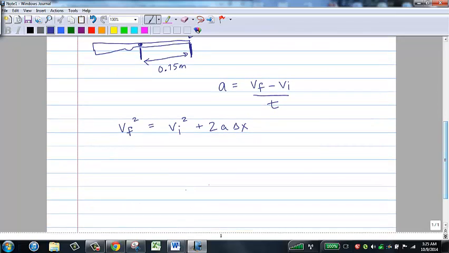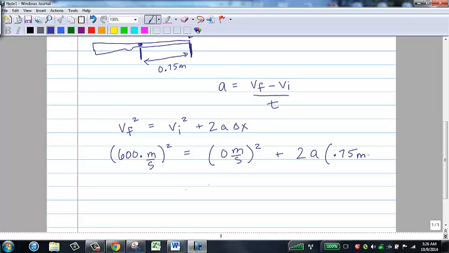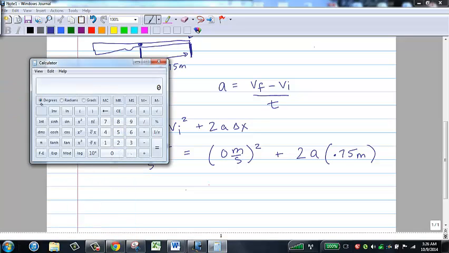Okay, we know VF squared, that's 600 meters per second quantity squared. And we have VI squared, which is 0. 0 squared is 0, plus 2 times A times delta X, which is the length of the barrel of the gun, which is 0.75 meters. All right, so this is what we're going to solve. So let's simplify a bit. I will first square 600.